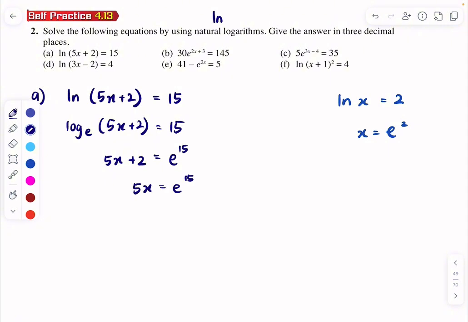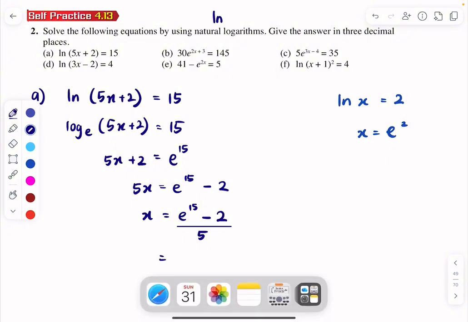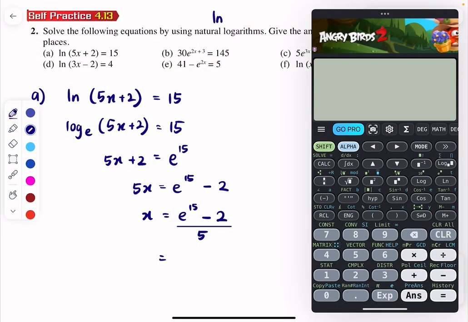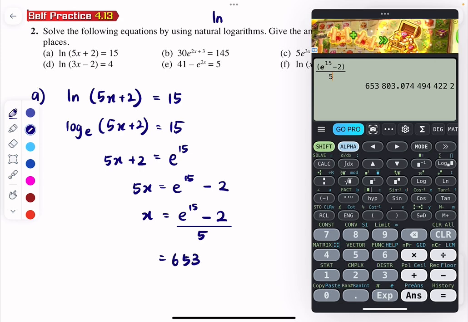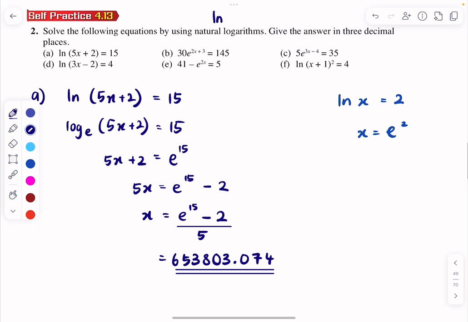5x is e^15 minus 2. x will be (e^15 minus 2) over 5. So this time we can just write in our calculator. Shift ln gives us e^15 minus 2, this whole thing over 5. So we get 653,803.074. This is correct to 3 decimal places. Done. So this is how you move the ln over the other side to become e power 15.